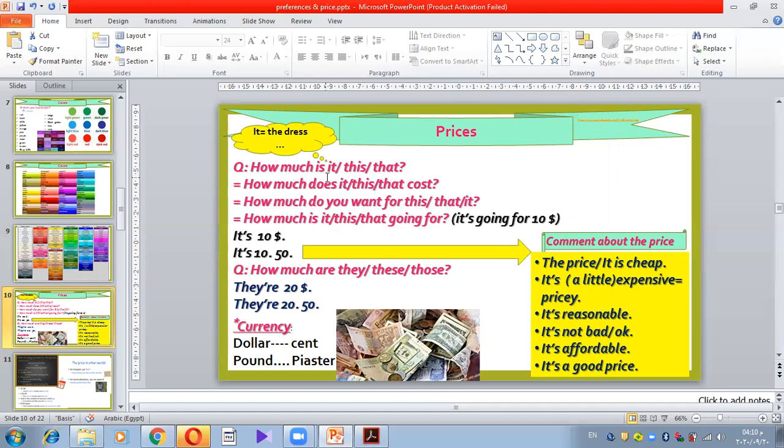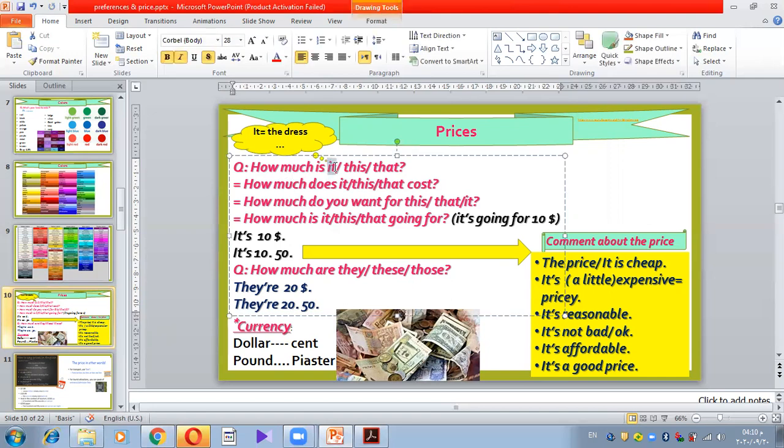You want to buy a jacket. How much is it? You want to buy a dress. How much is that? Or you can remove the word it and replace it with the noun: how much is the dress? How much is the jacket? How much is the bag? Or you can just use this and that. Do you remember? Yes, this is for something that is near and that is for far.